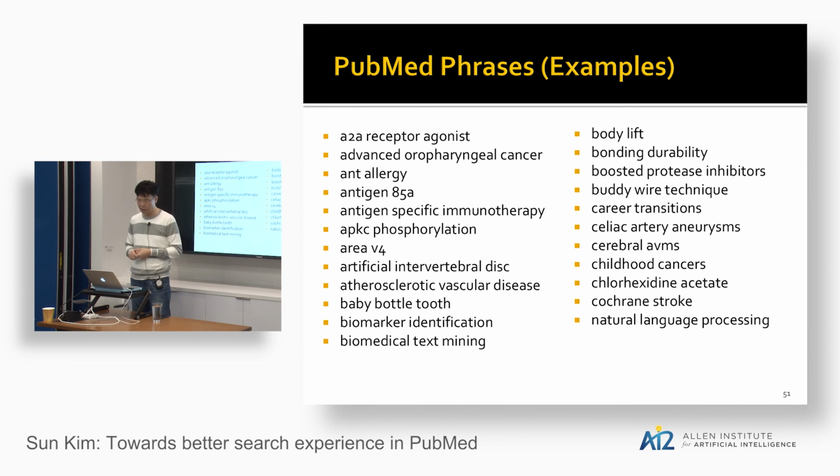Here are some noun phrase examples from our phrase set. As you can see, they look reasonable. Of course, there are grammatically incomplete phrases, not shown here, but this doesn't matter, because as long as the performance is improved in terms of BM25 score, we just pick them up, because they may help improve the performance.